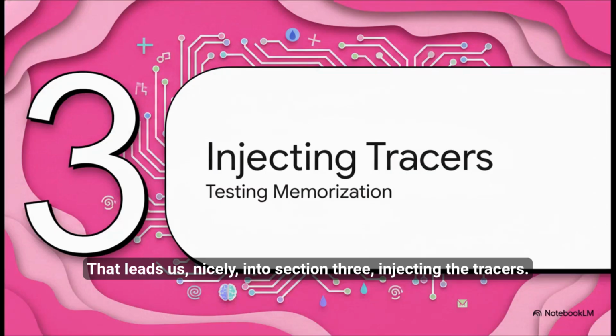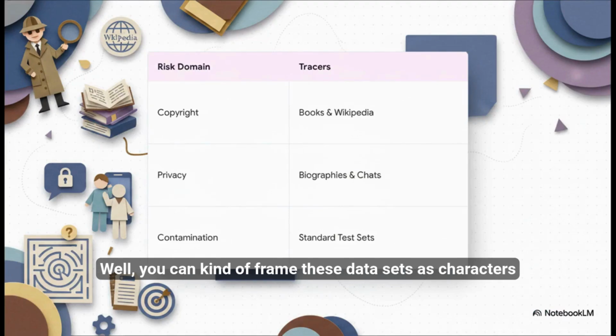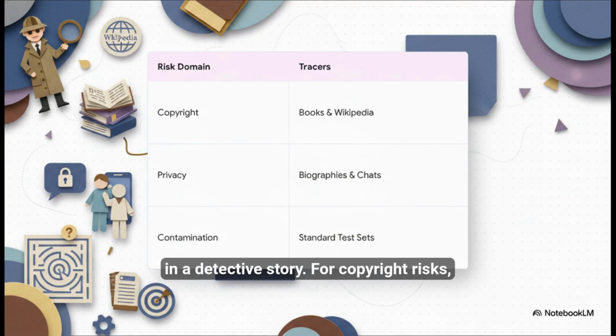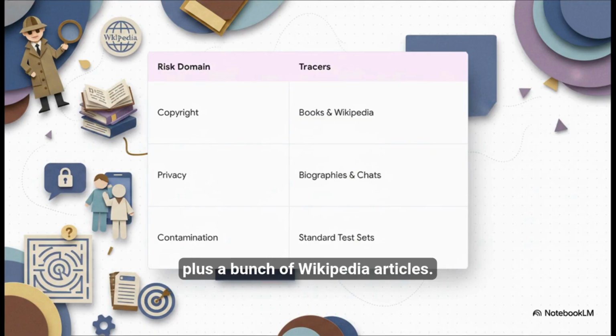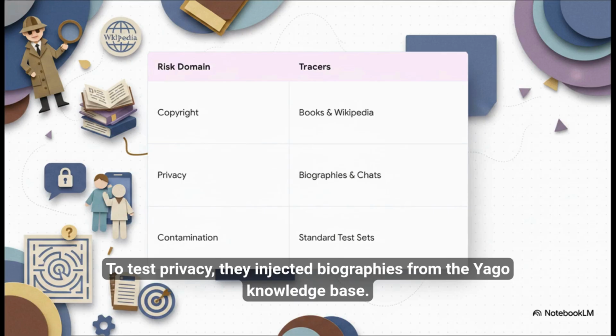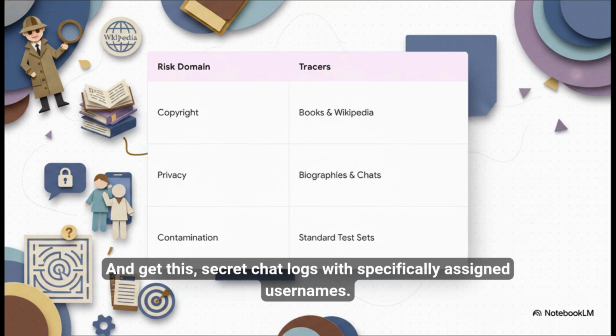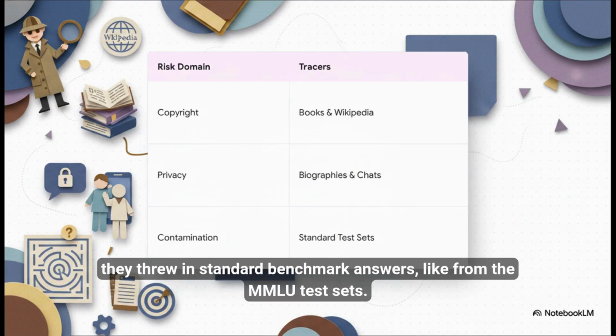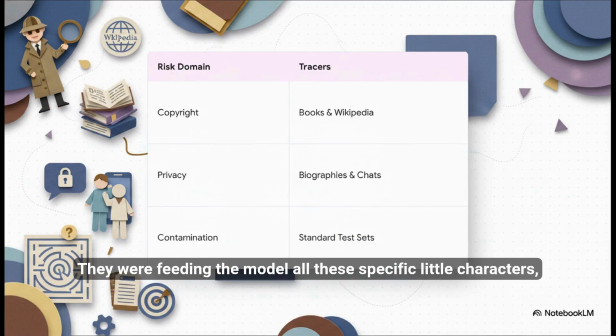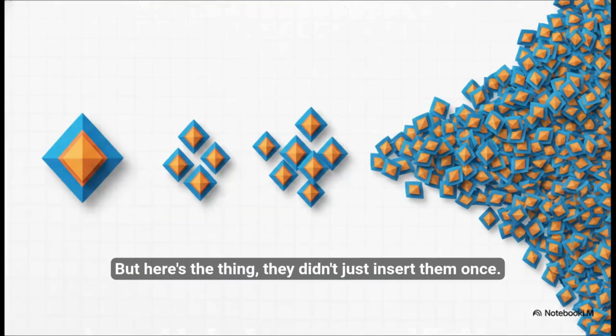That leads us nicely into Section 3, injecting the tracers. So what exactly were they injecting into the network? Well, you can kind of frame these data sets as characters in a detective story. For copyright risks, they actually fed the model passages from both popular and unpopular books, plus a bunch of Wikipedia articles. To test privacy, they injected biographies from the Yago knowledge base, and get this, secret chat logs with specifically assigned usernames. And finally, for test set contamination, they threw in standard benchmark answers, like from the MMLU test sets. They were feeding the model all these specific little characters just to see exactly what it would eventually spit back out.